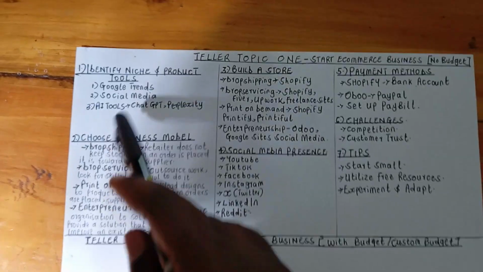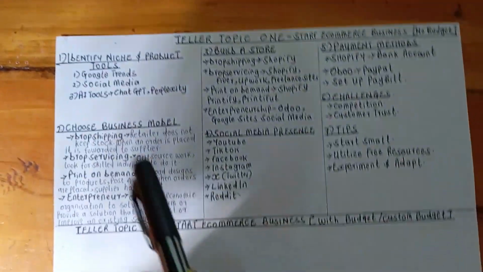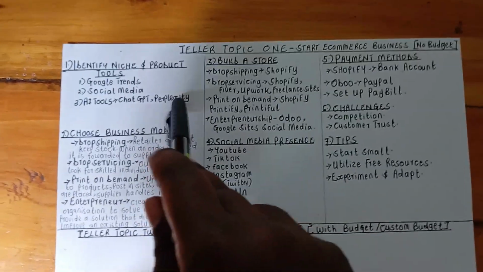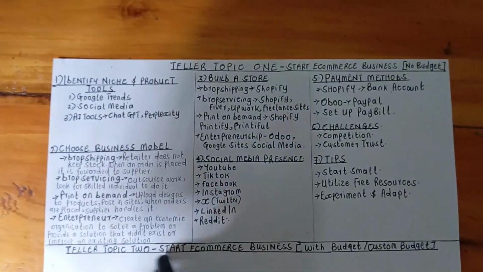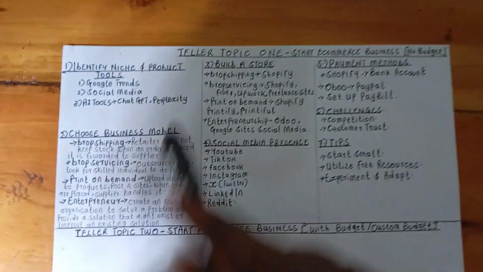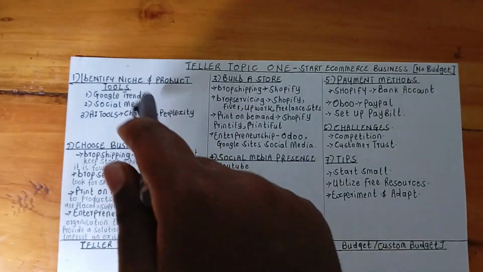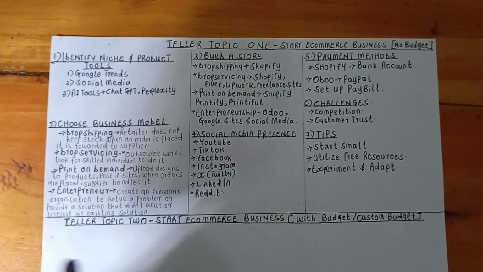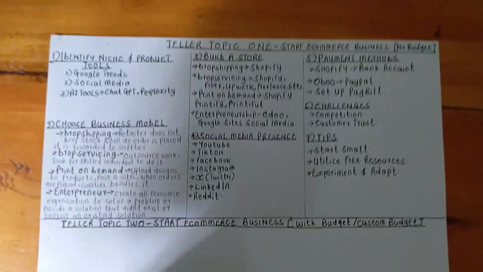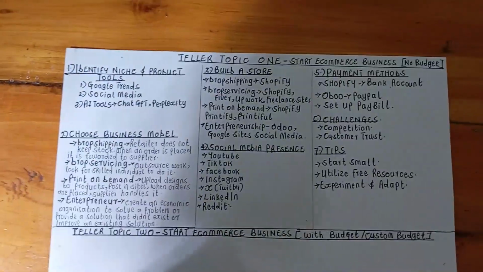And number three is AI tools like ChatGPT and Perplexity. If you're doing research, use Perplexity. If you want to do web scraping, choose ChatGPT. I'm going to show you how you can use Perplexity and ChatGPT to do research in another video. Now, number 2 is choosing a business model.